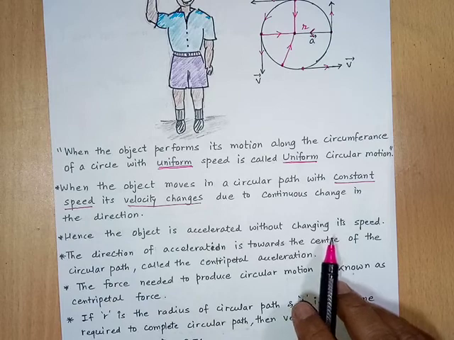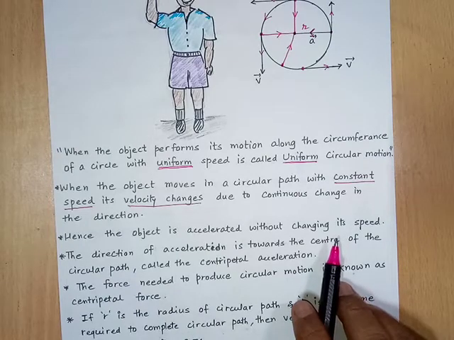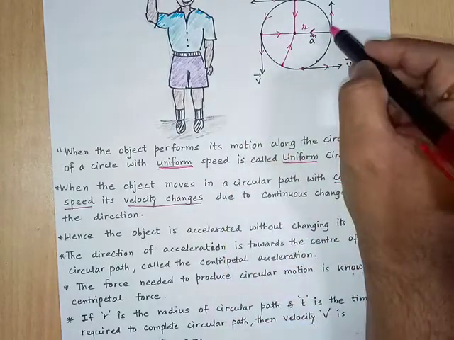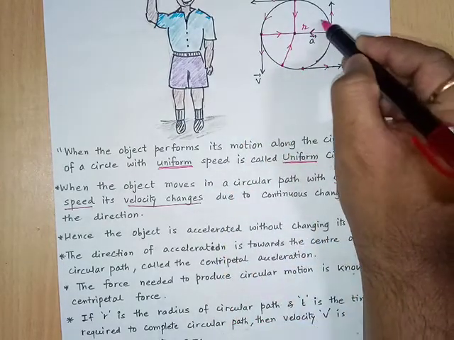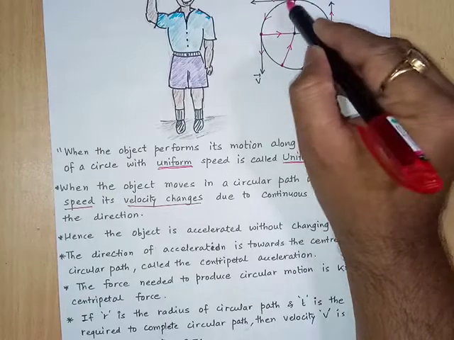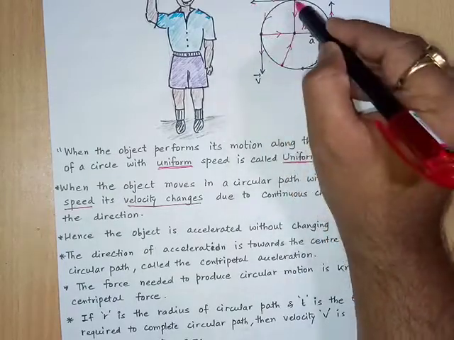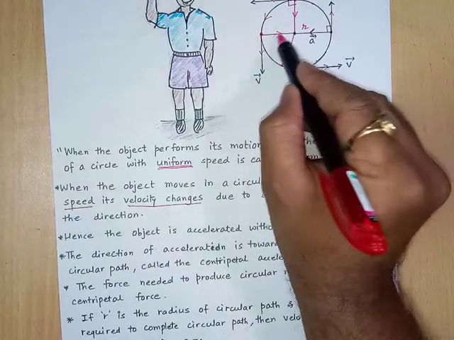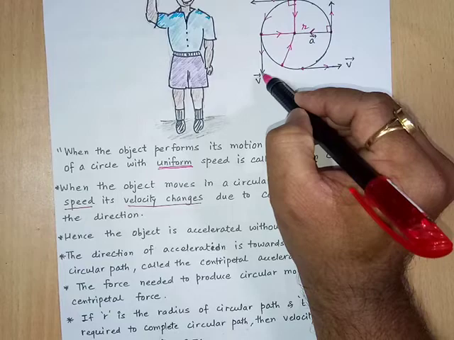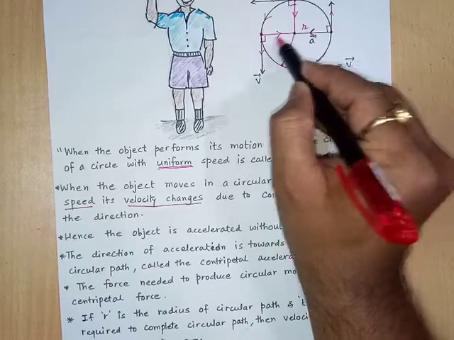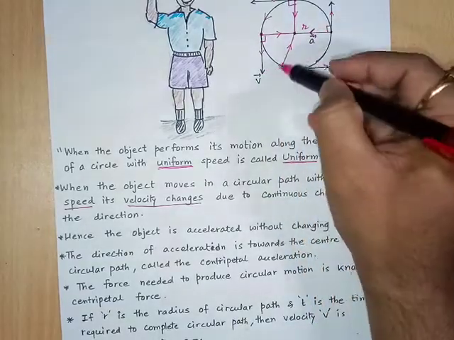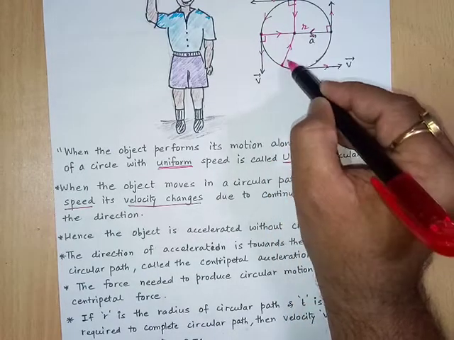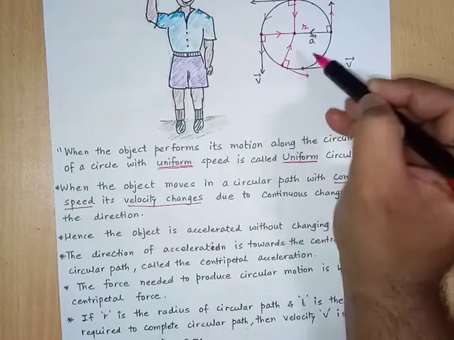So this point is very, very important here: the direction of velocity and the direction of acceleration are always perpendicular to each other at the respective position. If you see, the angle between the velocity and the acceleration is nothing but 90 degrees. Here also the direction of acceleration is in this way, direction of velocity is in this way, so the angle between the acceleration and velocity is 90 degrees. Here also the velocity will be in this direction and acceleration is in this direction towards the center. That's why this angle is also 90 degrees.